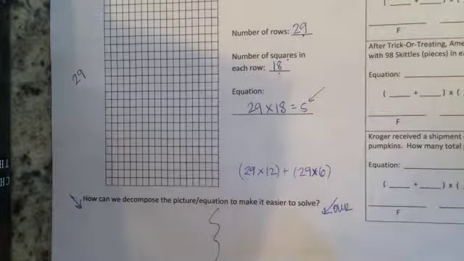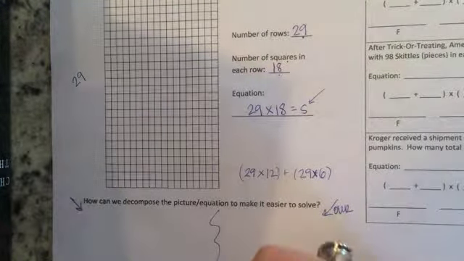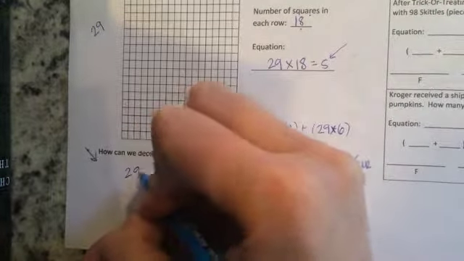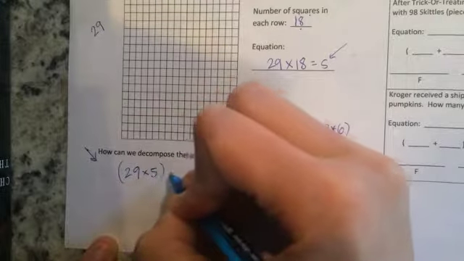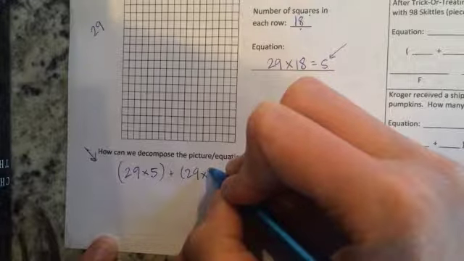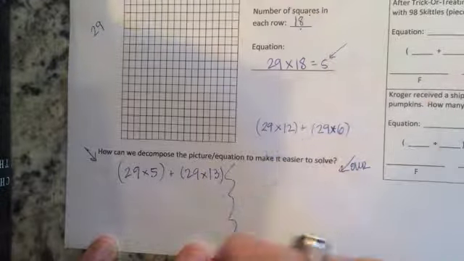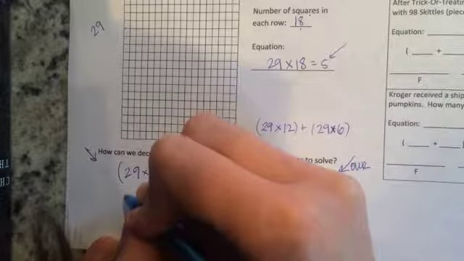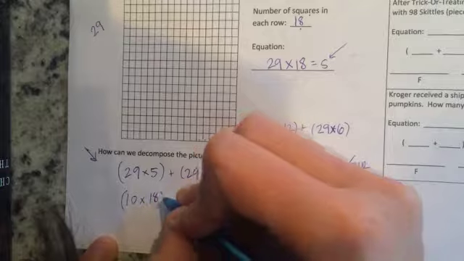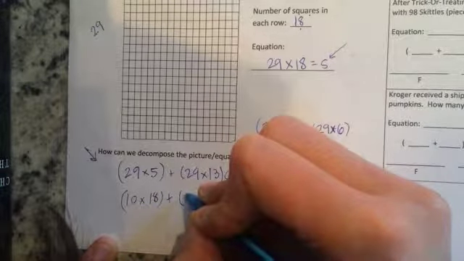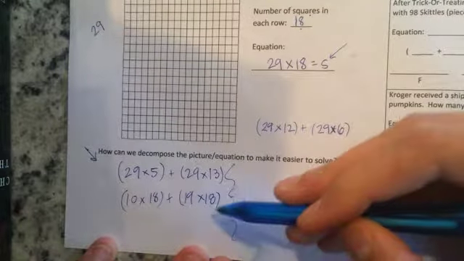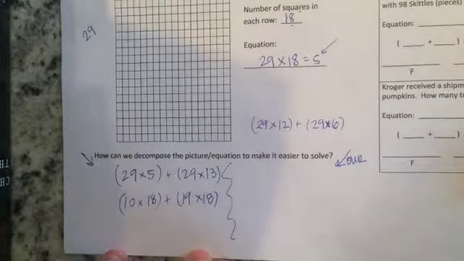Okay, so hopefully you came up with a lot of different ways to represent the picture. You could have done 29 times 5 plus 29 times 13. You could have broken up 29 and it could have been 10 times 18 plus 19 times 18, right? Because I would still have the same number of columns and a different number of rows.